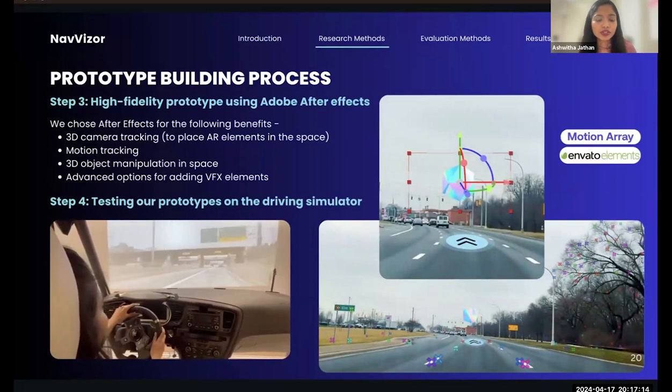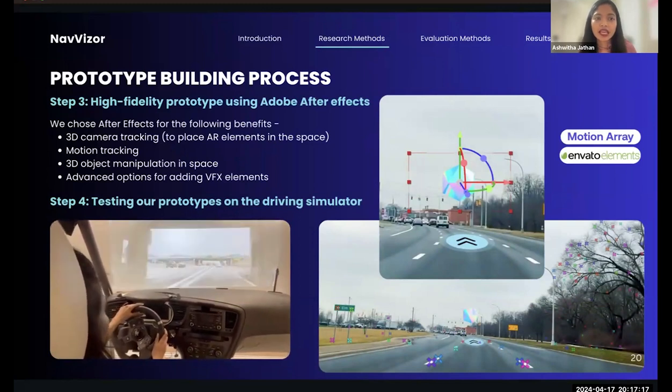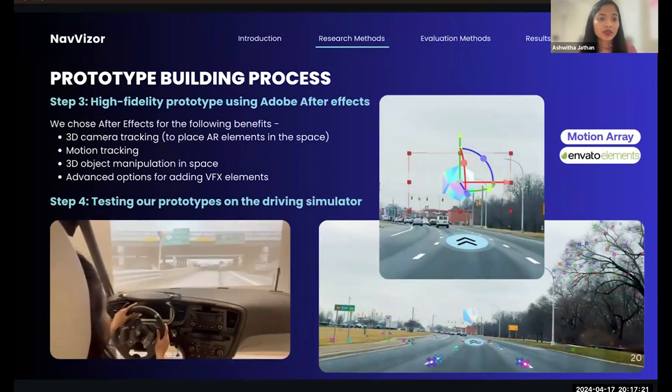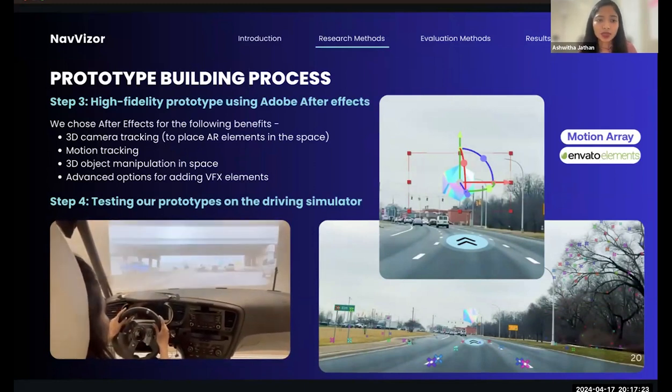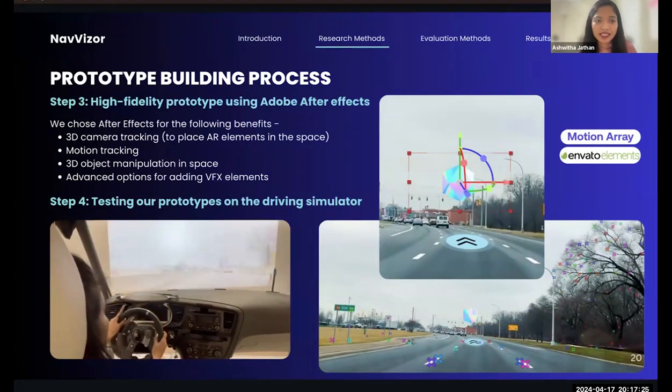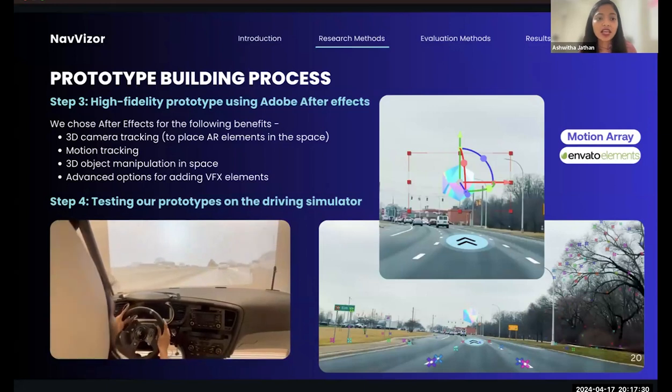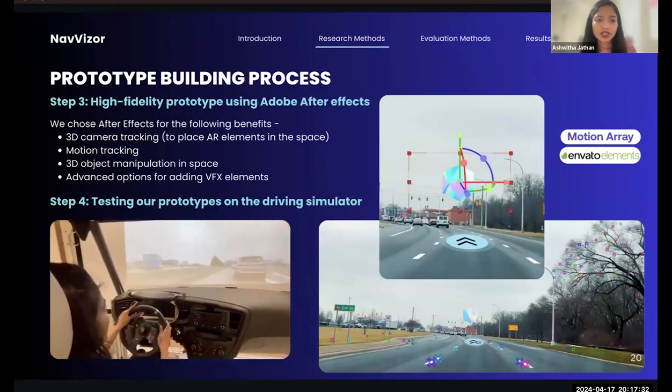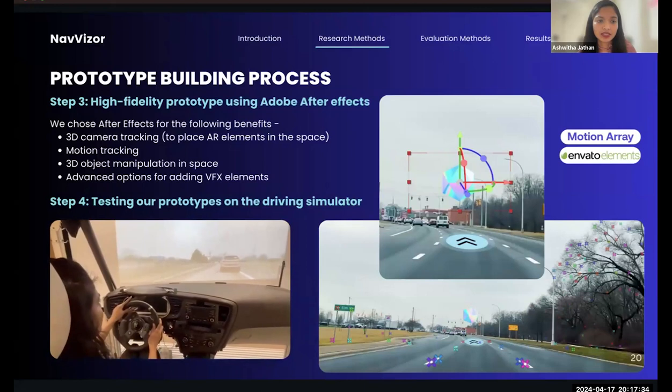We also used motion tracking while placing AR elements as the car in the video was moving at a speed of 70 miles an hour. And as shown in the image, it allows 3D object manipulation along X, Y, and Z axis. And needless to say, it has advanced options for adding VFX and helped us blend the objects into the surroundings and made it look more realistic.